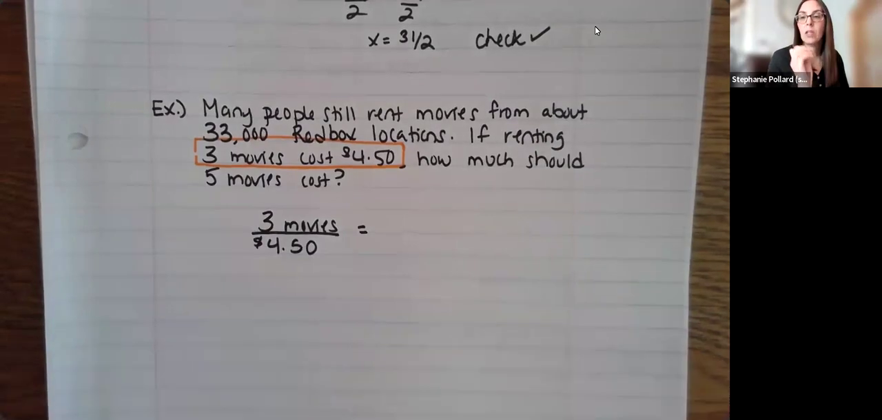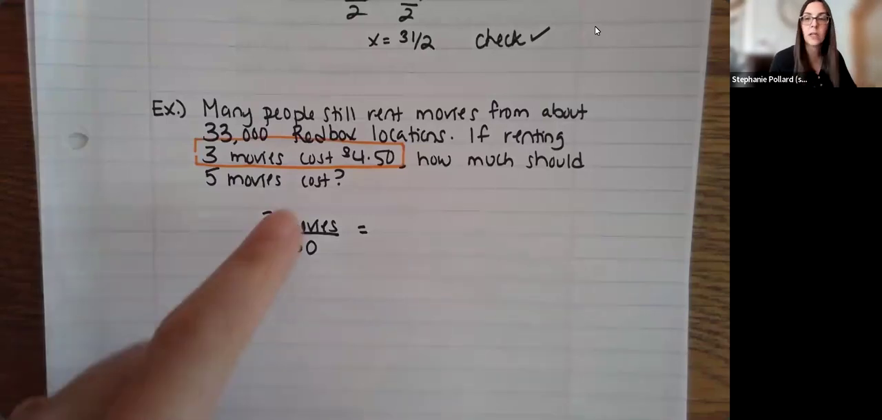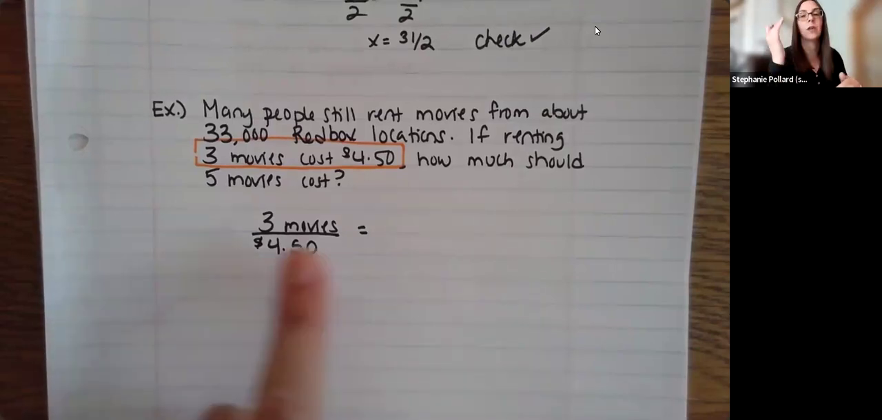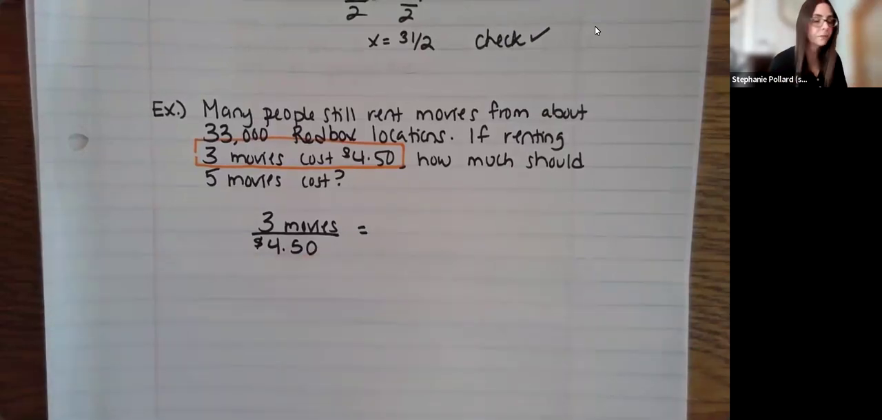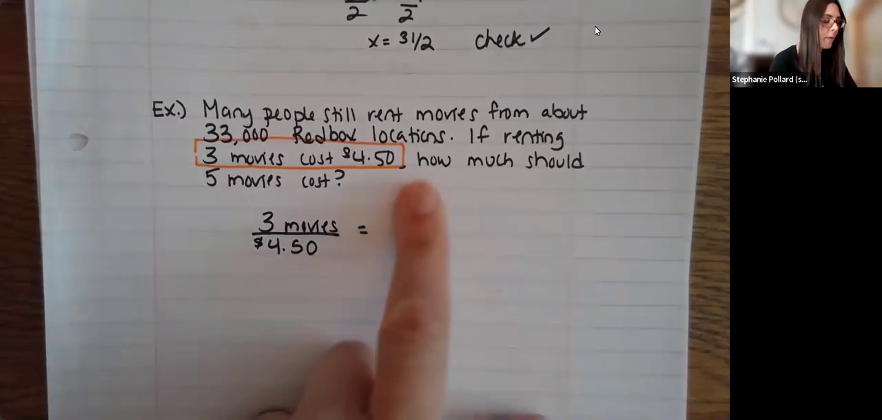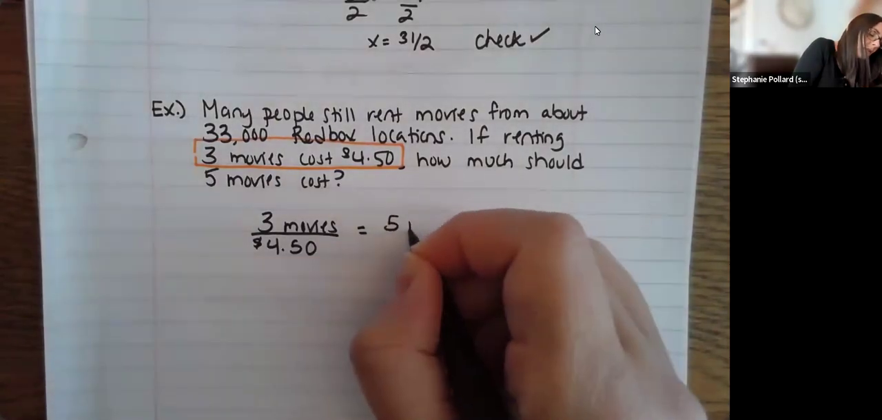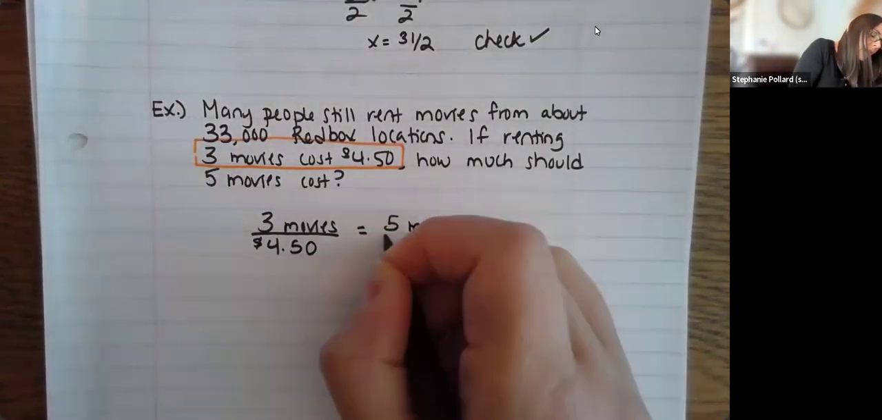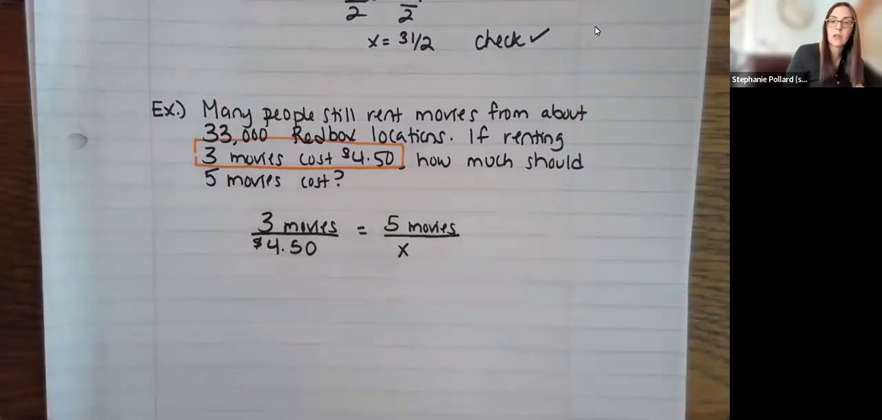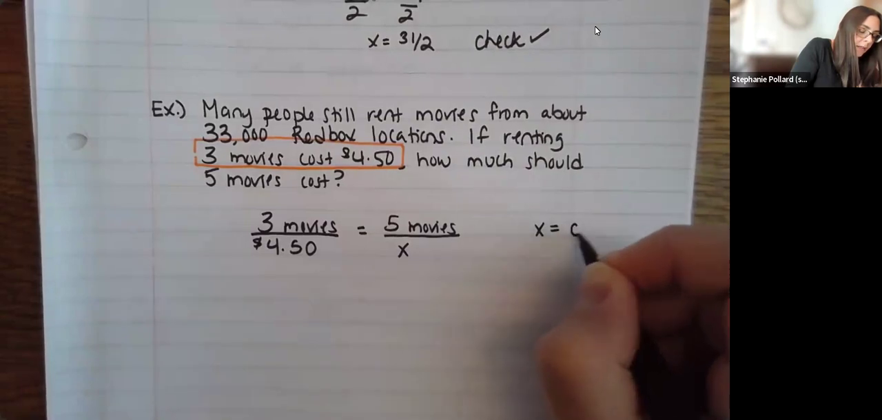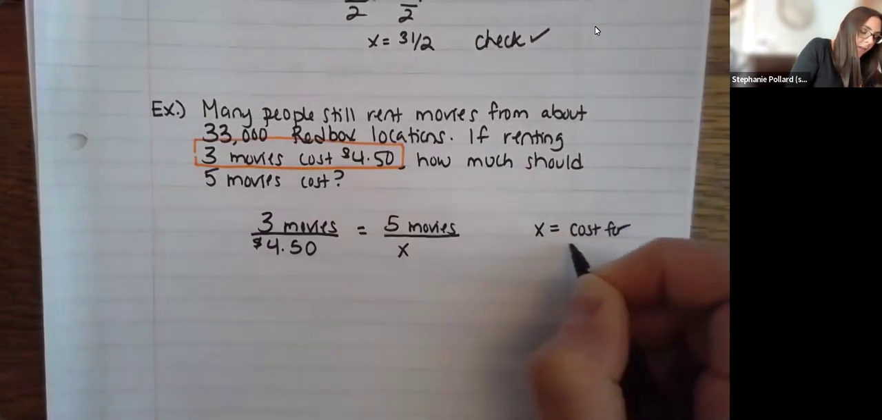Now, notice that I'm leaving the units in for now. The reason I'm doing that is because I need to make sure when I set up my proportion that my units are consistent. So if I put movies on top, then movies has to go on top on the other side as well. If I put dollars on bottom, then dollars has to go on bottom on the other side as well. The question is, how much should 5 movies cost? So I know that we're going to rent 5 movies. So I'm going to match up, again, movies with movies, but I do not know my cost here, so I'm going to use an X for that. So our X is equal to the cost for 5 movies.